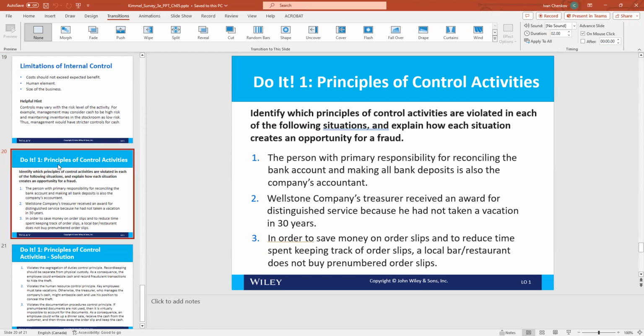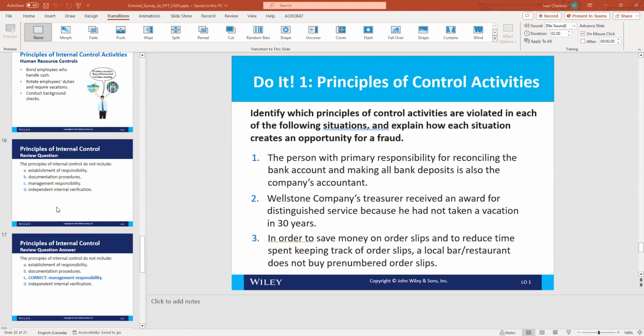Let's see which of the principles of the control activities are violated in the following situation. So first, the person with the primary responsibility for reconciling the bank account and making all bank deposits is also the company accountant. So which principle of control activity is violated here? Remember the control principles. Segregation of duties.